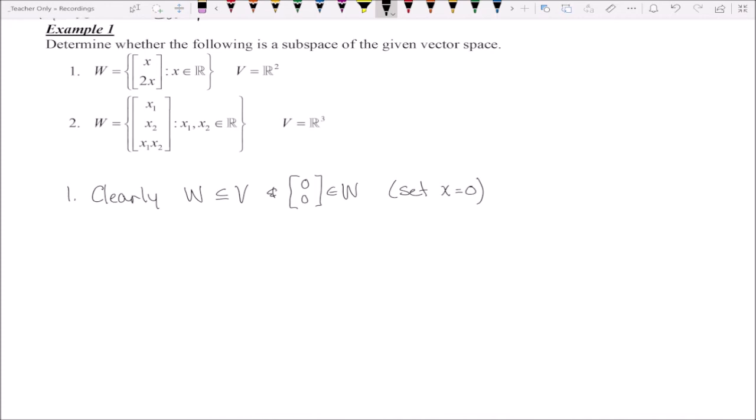Now we have to show it's closed under addition and multiplication. So first let's take (x, 2x) and add it to (y, 2y). Well, we'll get (x plus y, 2x plus 2y). Now that second component can have a 2 factored out.